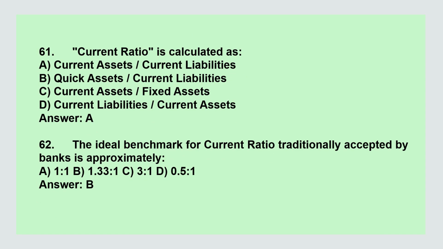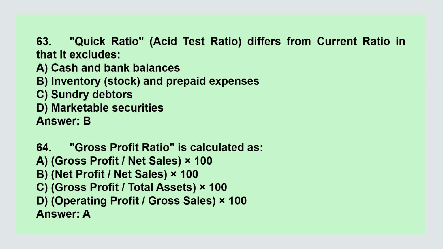Current ratio is calculated as answer A, current assets by current liabilities. The ideal benchmark for current ratio traditionally accepted by banks is approximately answer B, 1.33 is to 1. Quick ratio, acid test ratio, differs from current ratio because it excludes answer B, inventory, stock, and prepaid expenses. Gross profit ratio is calculated as option A, gross profit by net sales into 100.